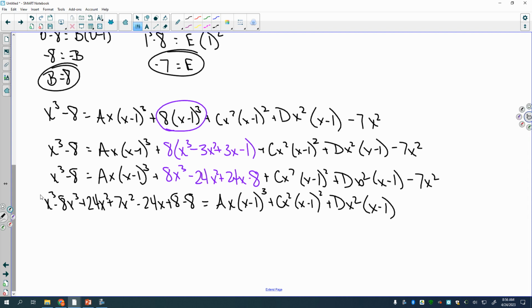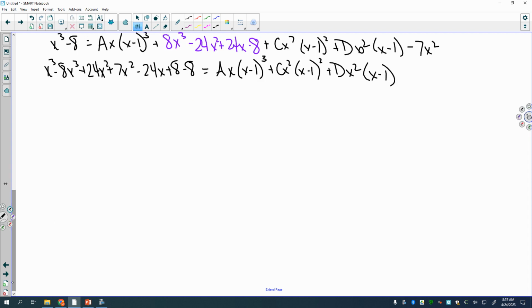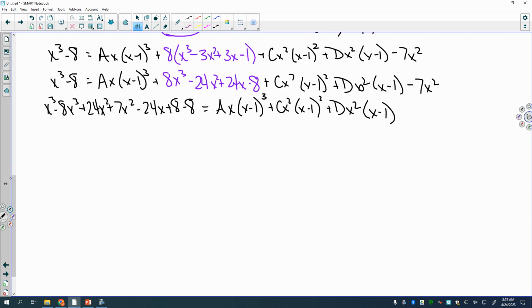Collect some like terms here on the left side. Negative 7x cubed plus 31x squared minus 24x. And the 8's add to 0. And what happens there on that left side, I'm going to start to factor this.